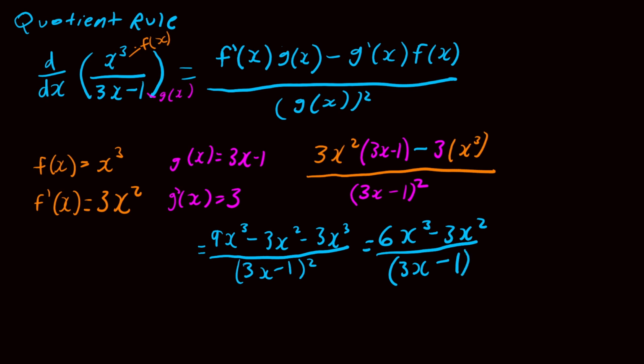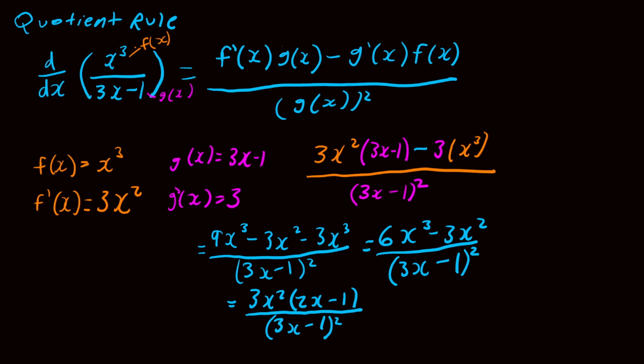Oh, okay, it actually simplifies pretty nicely. That was just lucky. So I'm going to take out a 3x squared. I'm going to get a 2x minus 1 over 3x minus 1. Oh my god, this is squared. I forgot my squared. Minus 1 squared. Okay, and that's my answer.